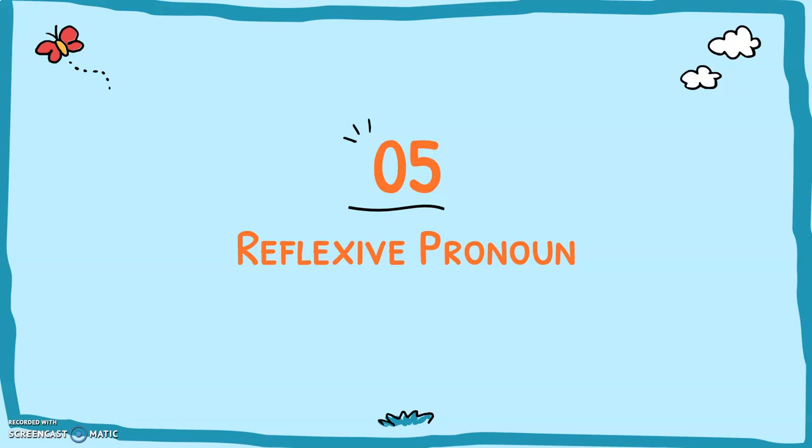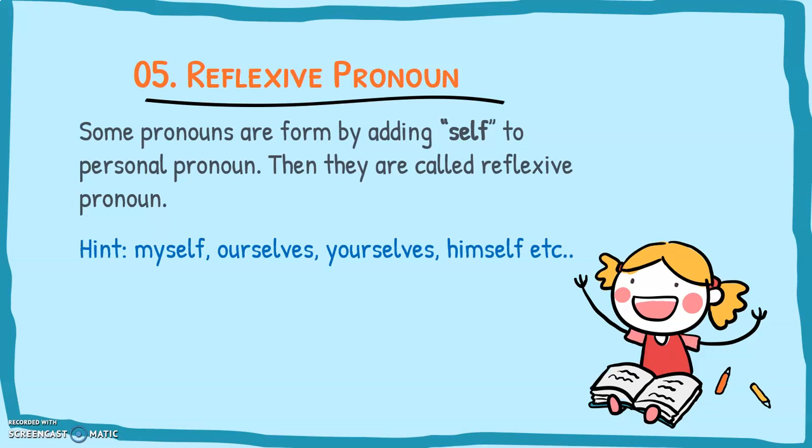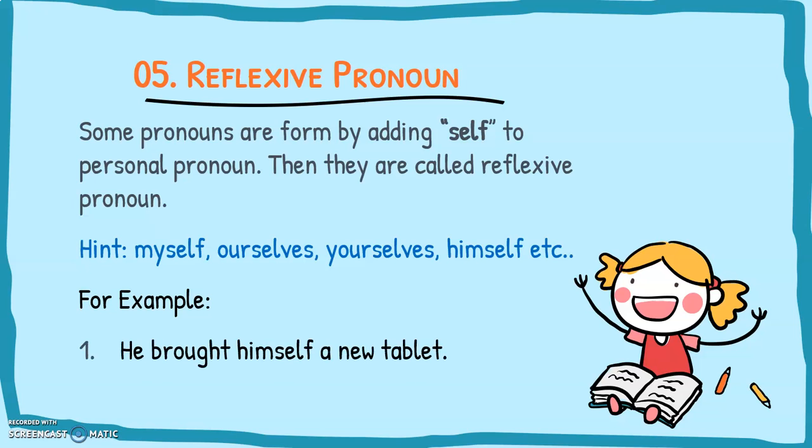Next type is reflexive pronoun. What is a reflexive pronoun? Some pronouns are formed by adding the word self to the personal pronoun. Then they are called reflexive pronouns. Hint words are myself, ourselves, yourselves, himself, etc. Let's see the example. First one is, he bought himself a new tablet. So here, himself, he is a first person, or you can say a personal pronoun, and it has the word self added later on, that is himself. So it is a reflexive pronoun.